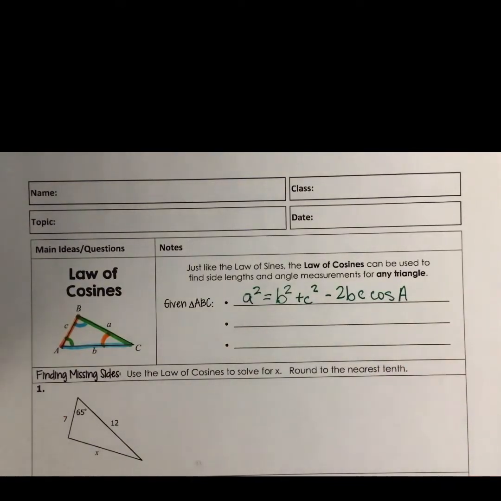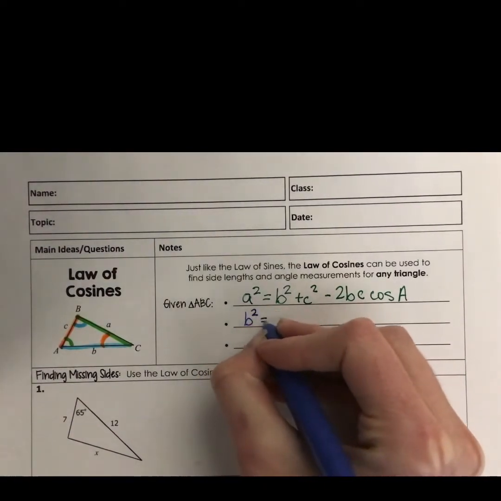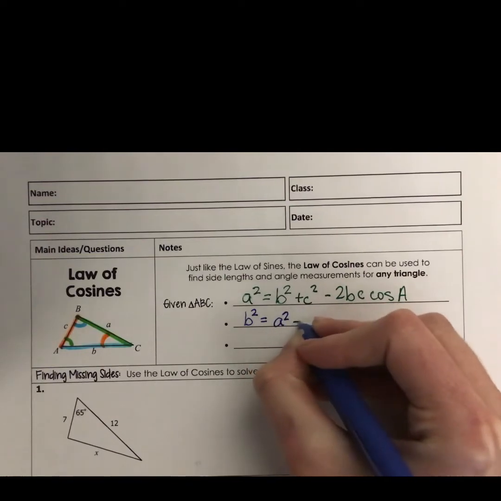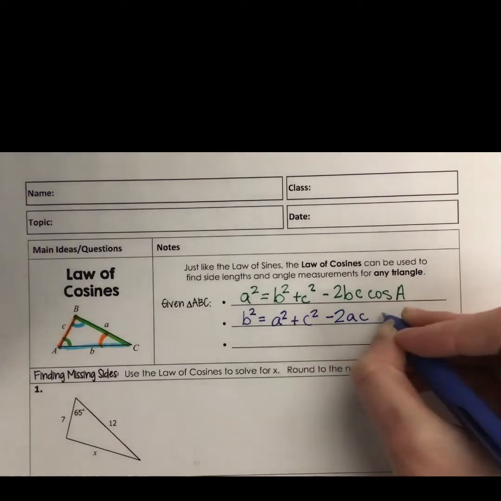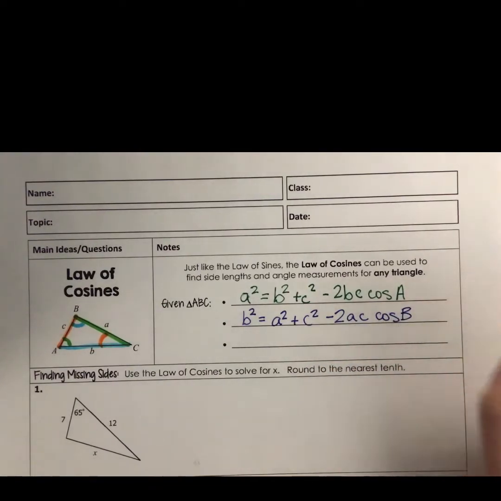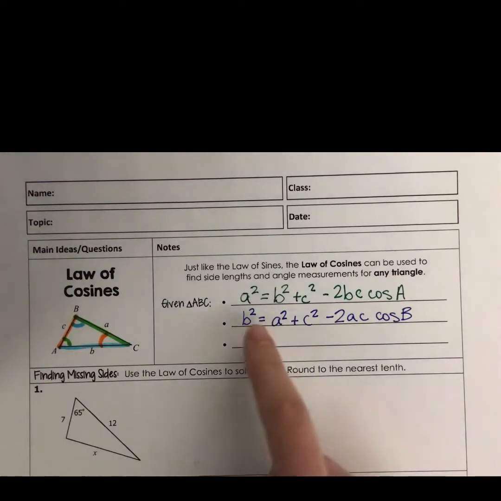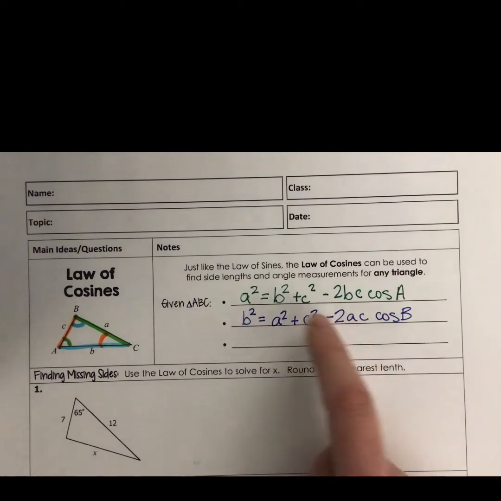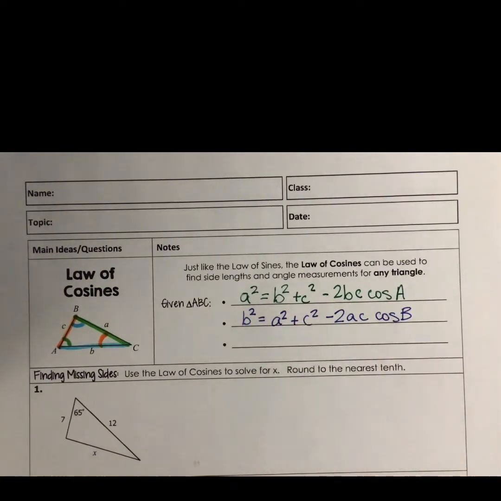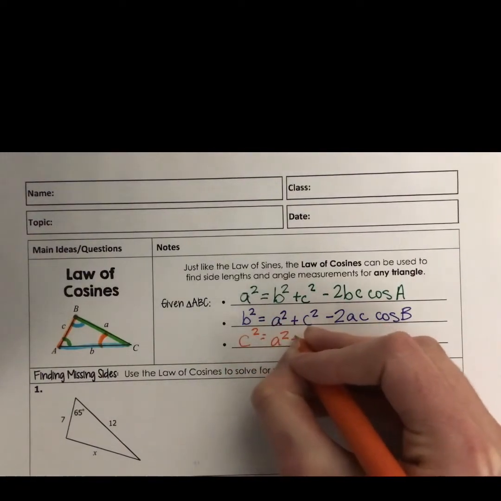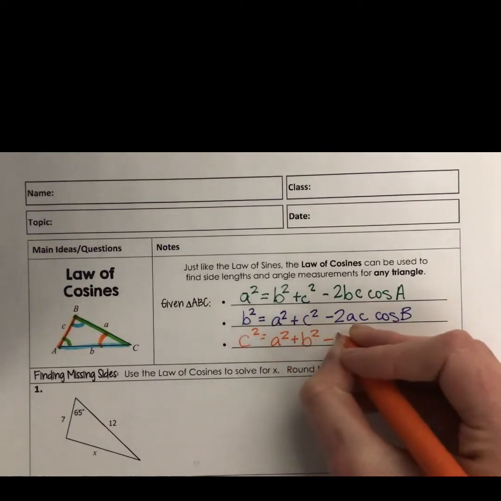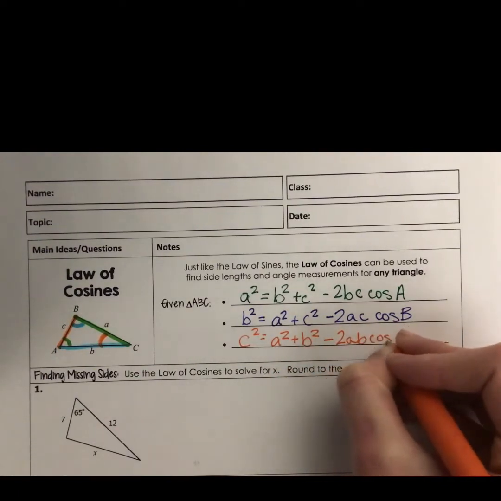Similarly, we would say that for side B, we would have B squared equals A squared plus C squared minus 2AC cosine of B. So again, if we're trying to find side B or angle B, we would be using those other sides as plugged into their value places. And then same thing, C squared equals A squared plus B squared minus 2AB cosine of C.